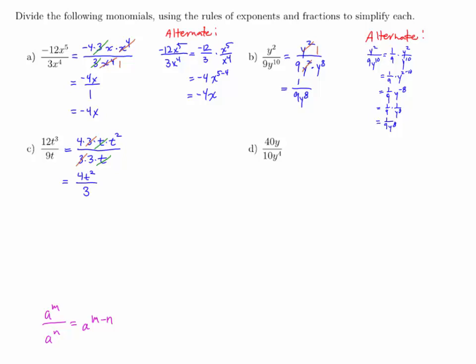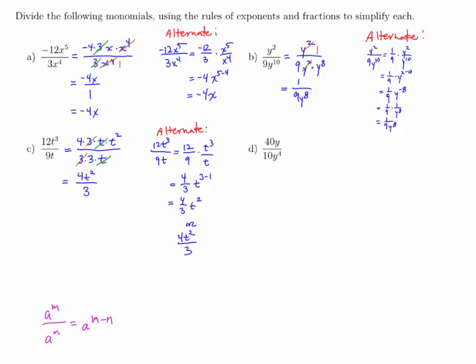As an alternate, if I want to use the rules of exponents directly, then I'll take that 12t cubed over 9t, and I'll rewrite that as 12 over 9 times t cubed over t. And 12 over 9 will simplify to 4/3, and t cubed over t, I can think of that as t to the 3 minus 1. Again, that exponent on t is simply 1. So I have 4/3 t squared, which of course can be written as 4t squared over 3.